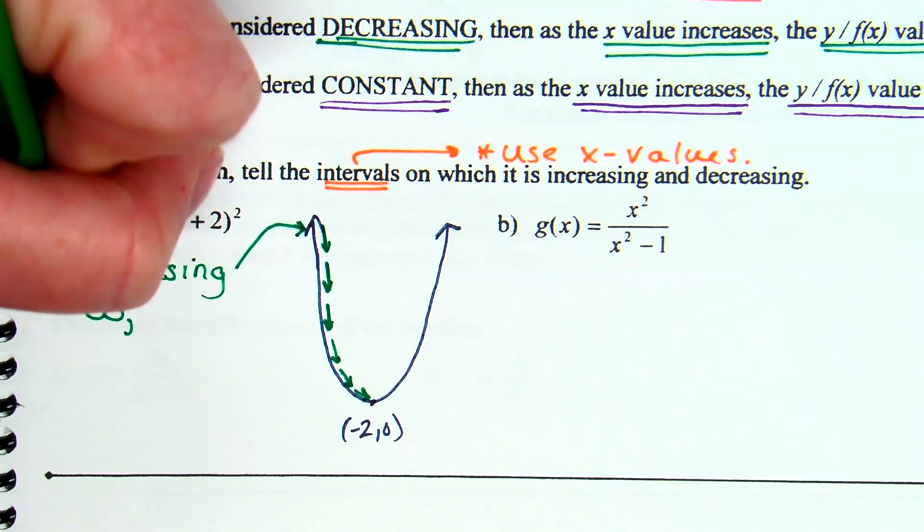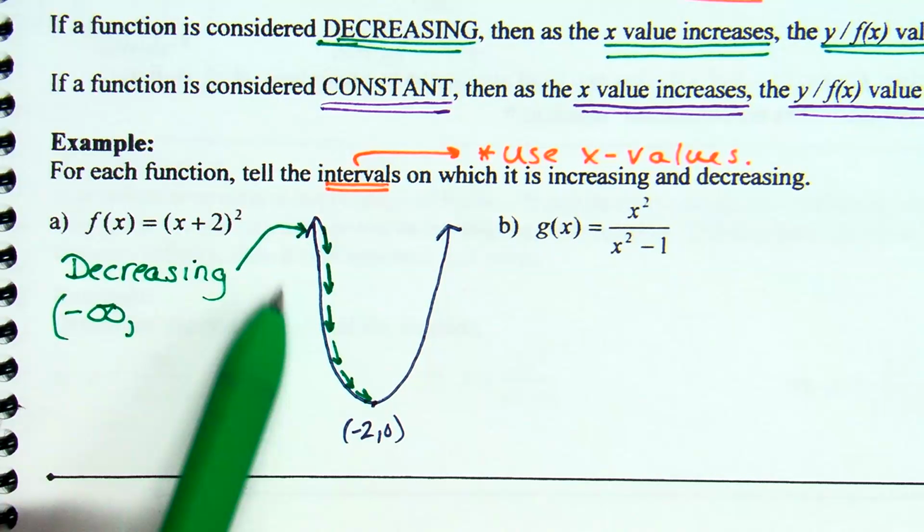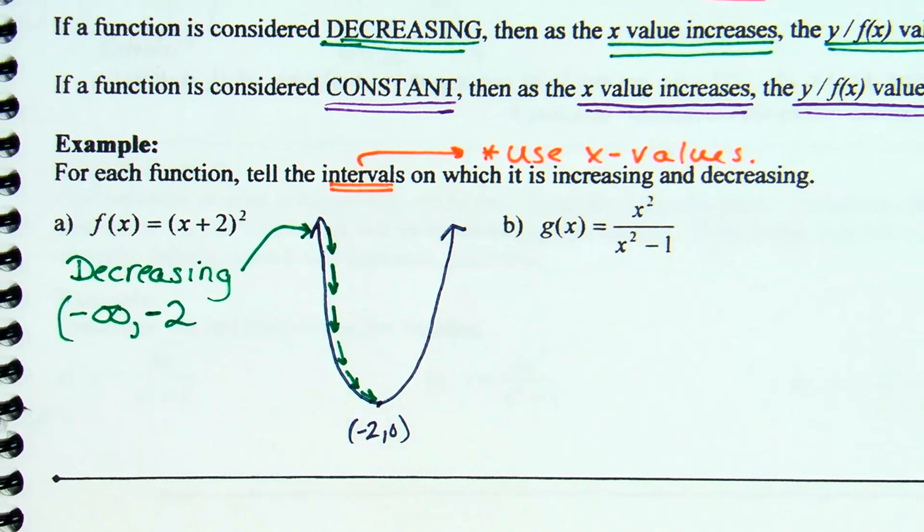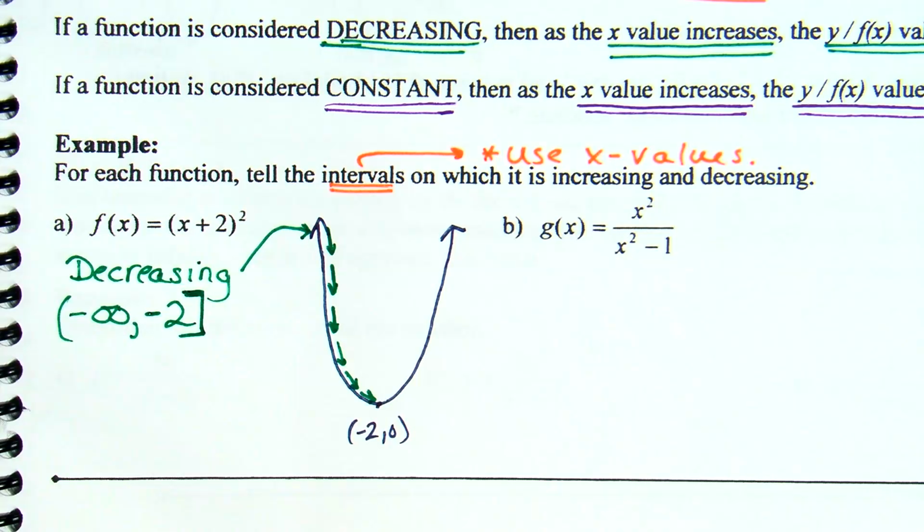When do we stop decreasing? We're going to stop decreasing when we hit this minimum point. We'll talk about mins and maxes tomorrow. This minimum point, and the x value there is -2. Do we actually touch the point -2? Yes. So that tells me I'm going to use a bracket. Okay. Kind of similar to what we've been doing. If it touches the point, still bracket. If it runs along an asymptote, still parenthesis.